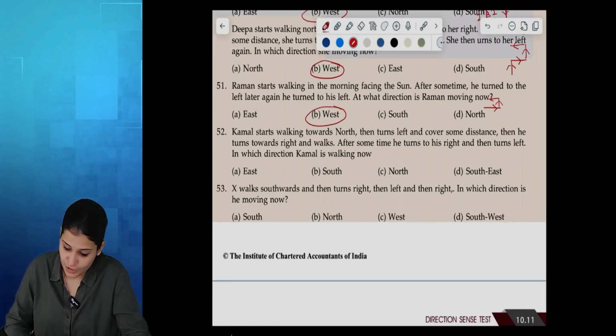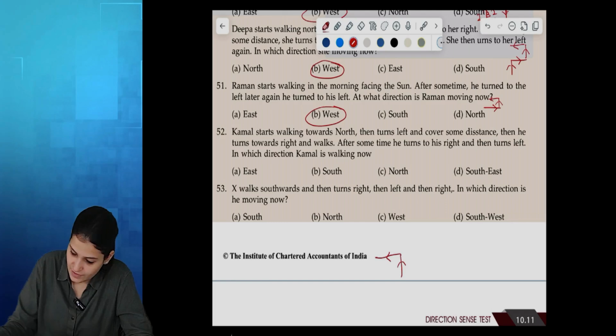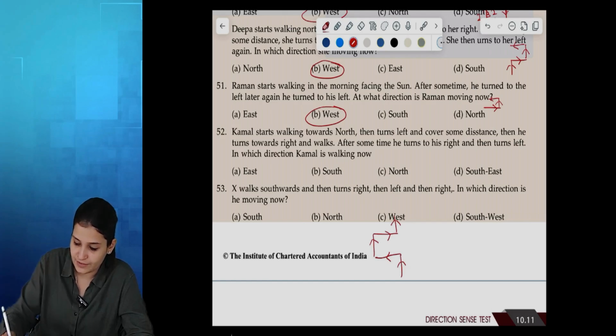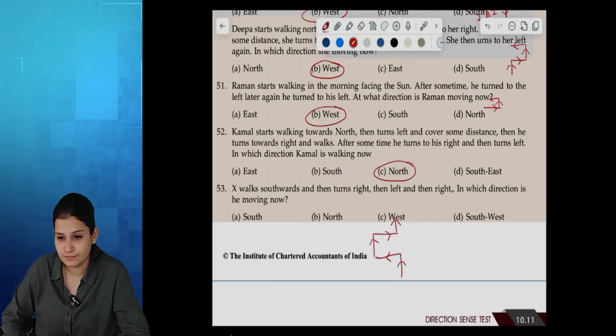52. North. Walks towards north, turns left, covers some distance, he turns to the right and walks. After some time he turns to his right and then turns to his left. He is moving upward, so north. Any problem? No, ma'am.